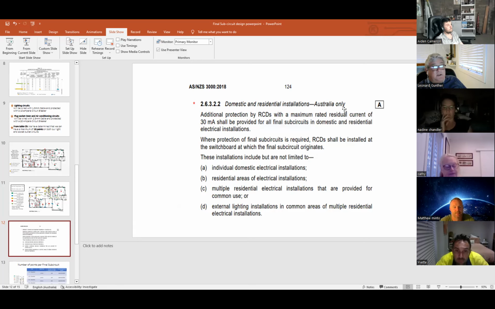That's actually Australia only. I thought it was New Zealand as well. Sorry about that, I gave you a bit of misleading information. It is only in Australia. It's not in New Zealand. Because you can see up here AS, NZS, Australia, New Zealand, we cover their rules as well.